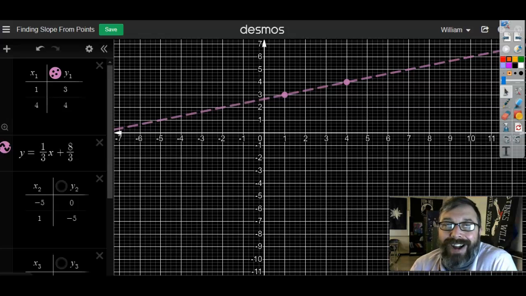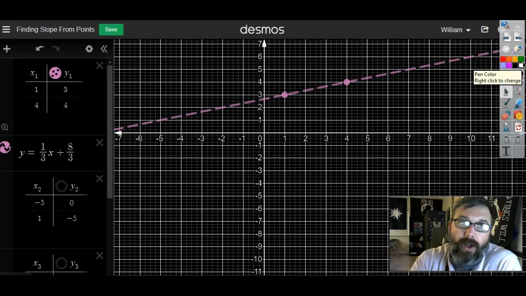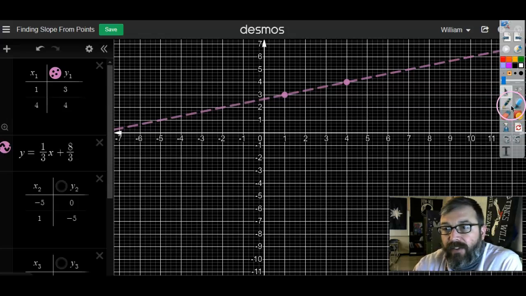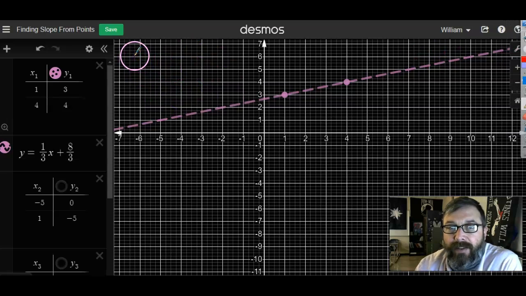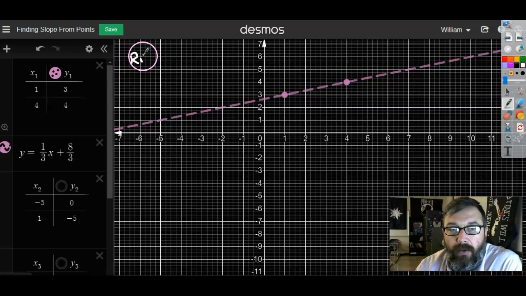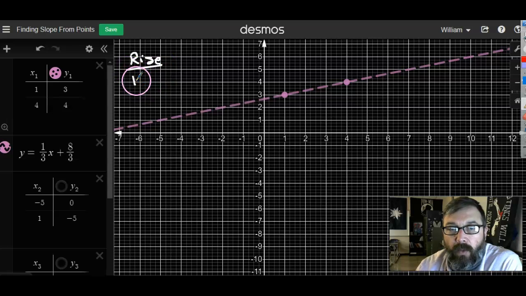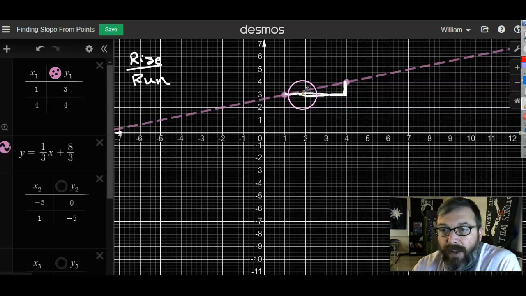Hello and welcome back. So we've been talking about finding slope, and if you need help finding slope using points on a line or you don't understand, go back and watch that other video. But basically we've come to understand that slope measures the steepness of my graph and boils down to a ratio between rise over run. It is how far up or down I go compared to how far left and right I go.